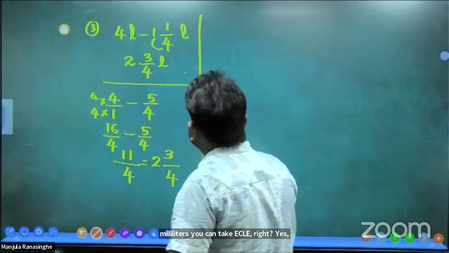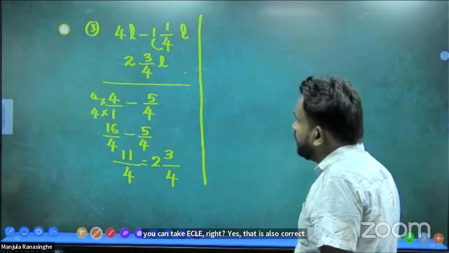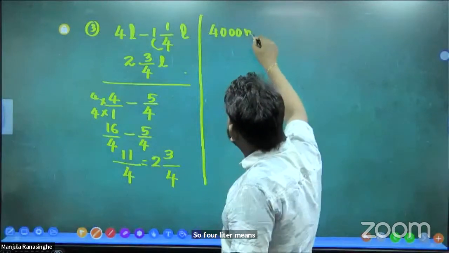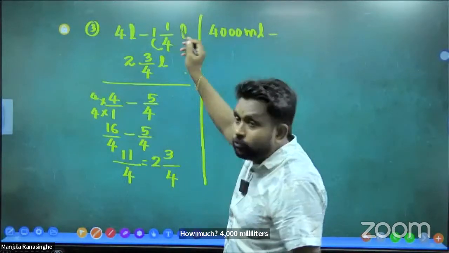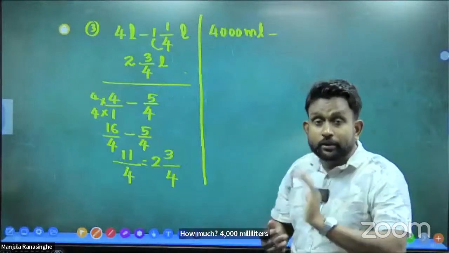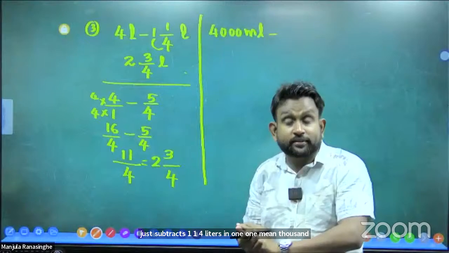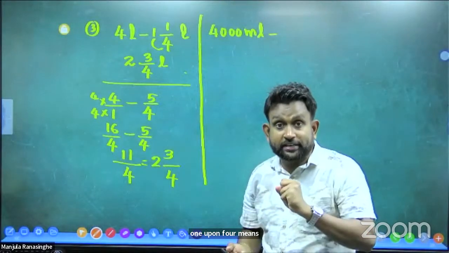So 4 liters means how much? 4,000 milliliters, right? Just subtract 1 upon 4 liters. 1 liter means 1,000, and 1 upon 4 means 250. Taking 1/4 of a liter, that is 250.